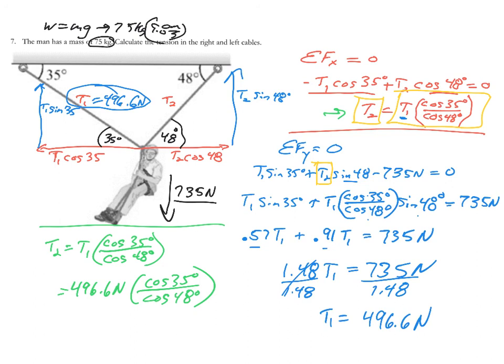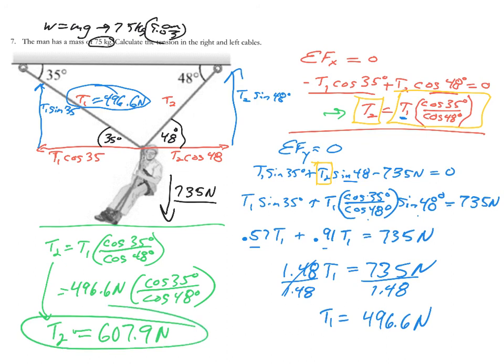What am I even talking about? 496.6. And I get T2 from up here equaling 607.9 newtons. 607.9 newtons. Those aren't so bad. Woo woo.